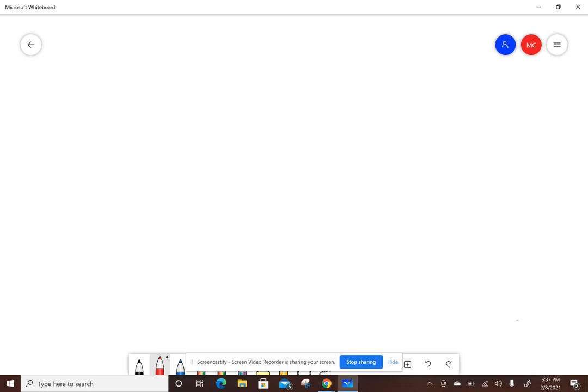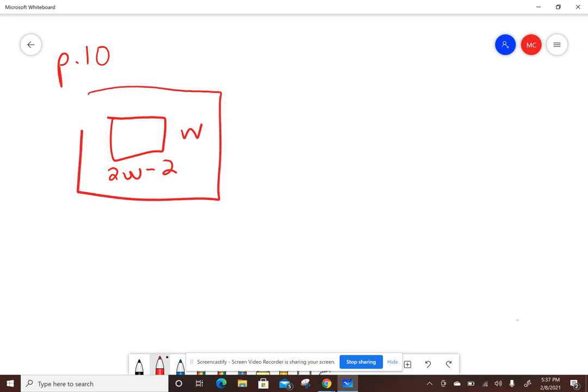It says, the length of a picture is 2 inches less than twice its width. Okay, so here's a picture, 2 inches less than twice the width. And this is the width. So that's an actual picture. And then there's a frame around it. And the frame around it has a uniform width of 2 inches.